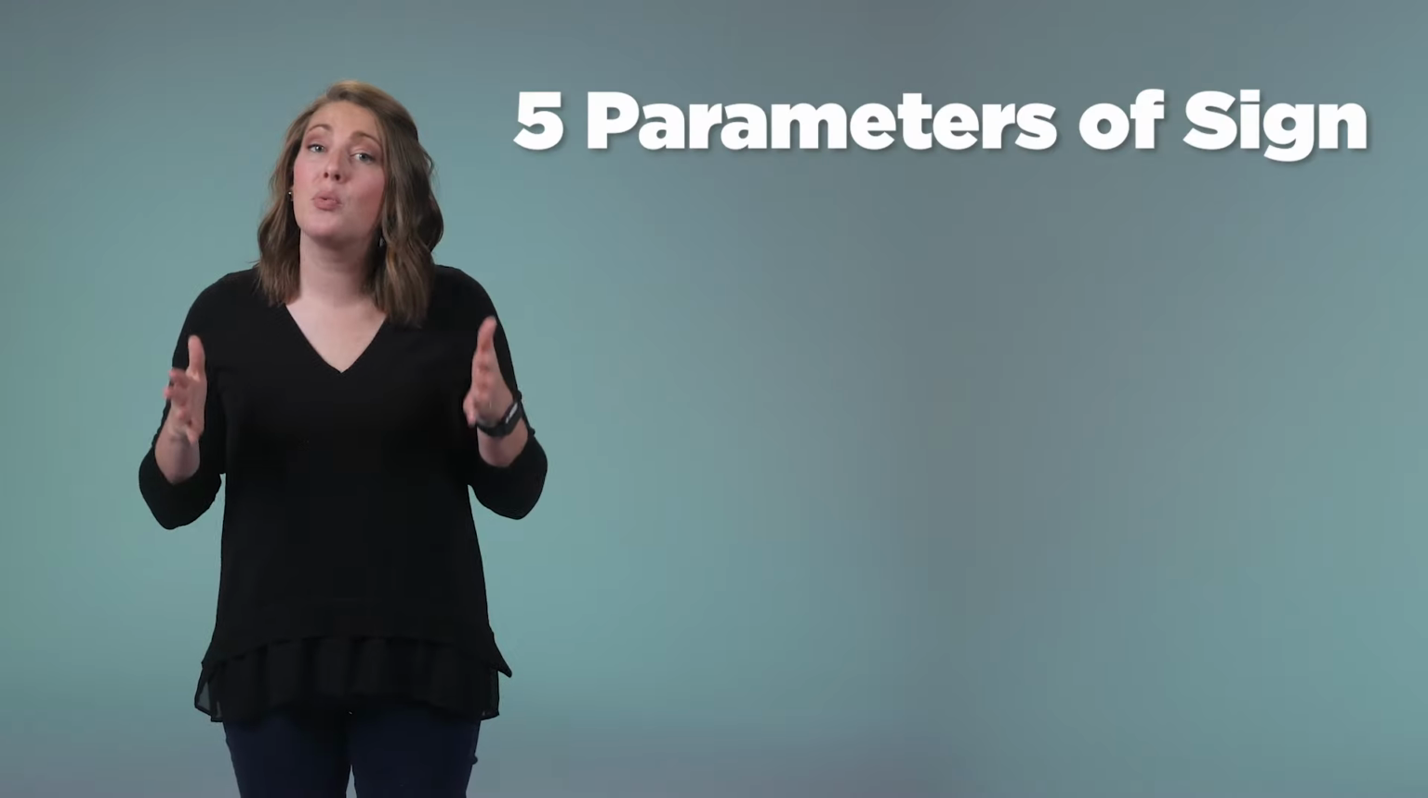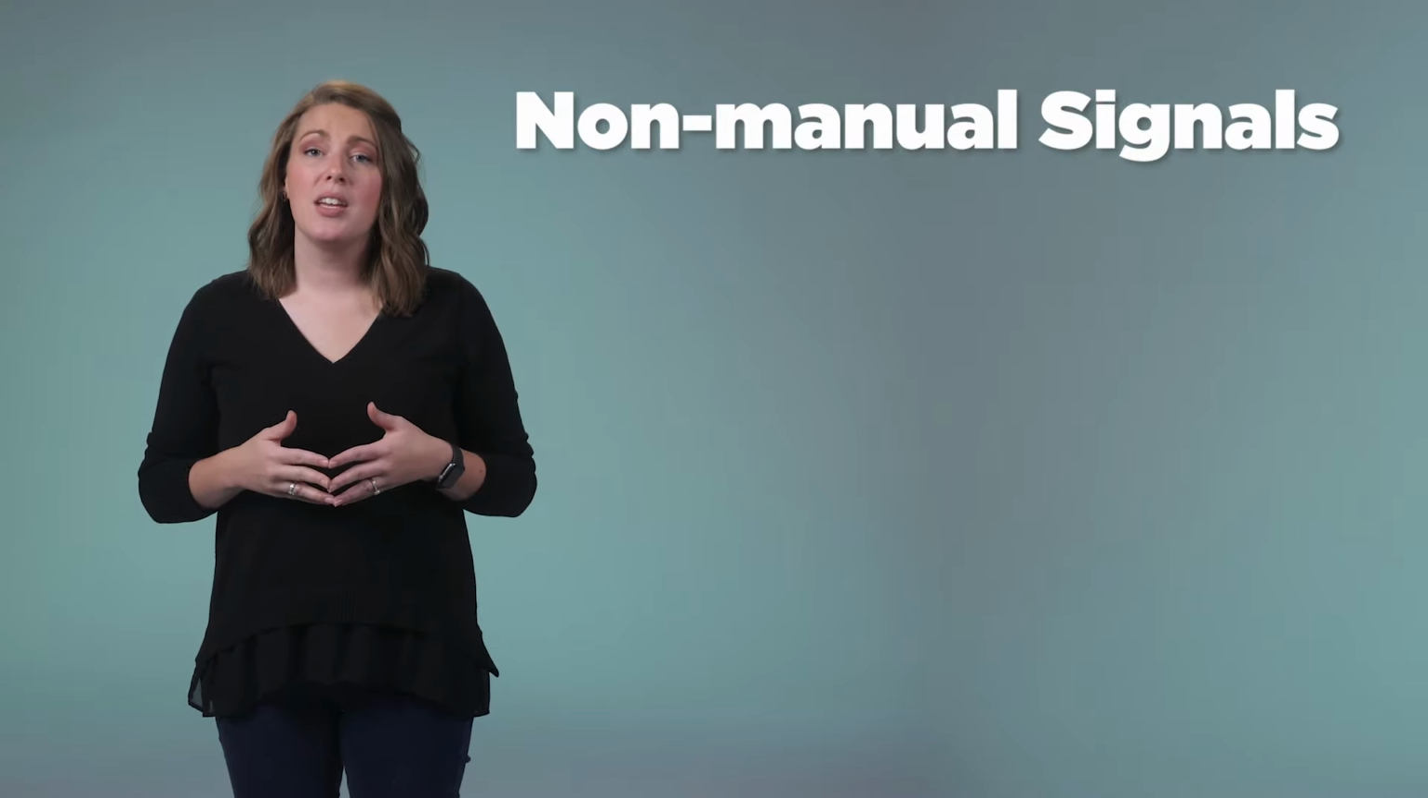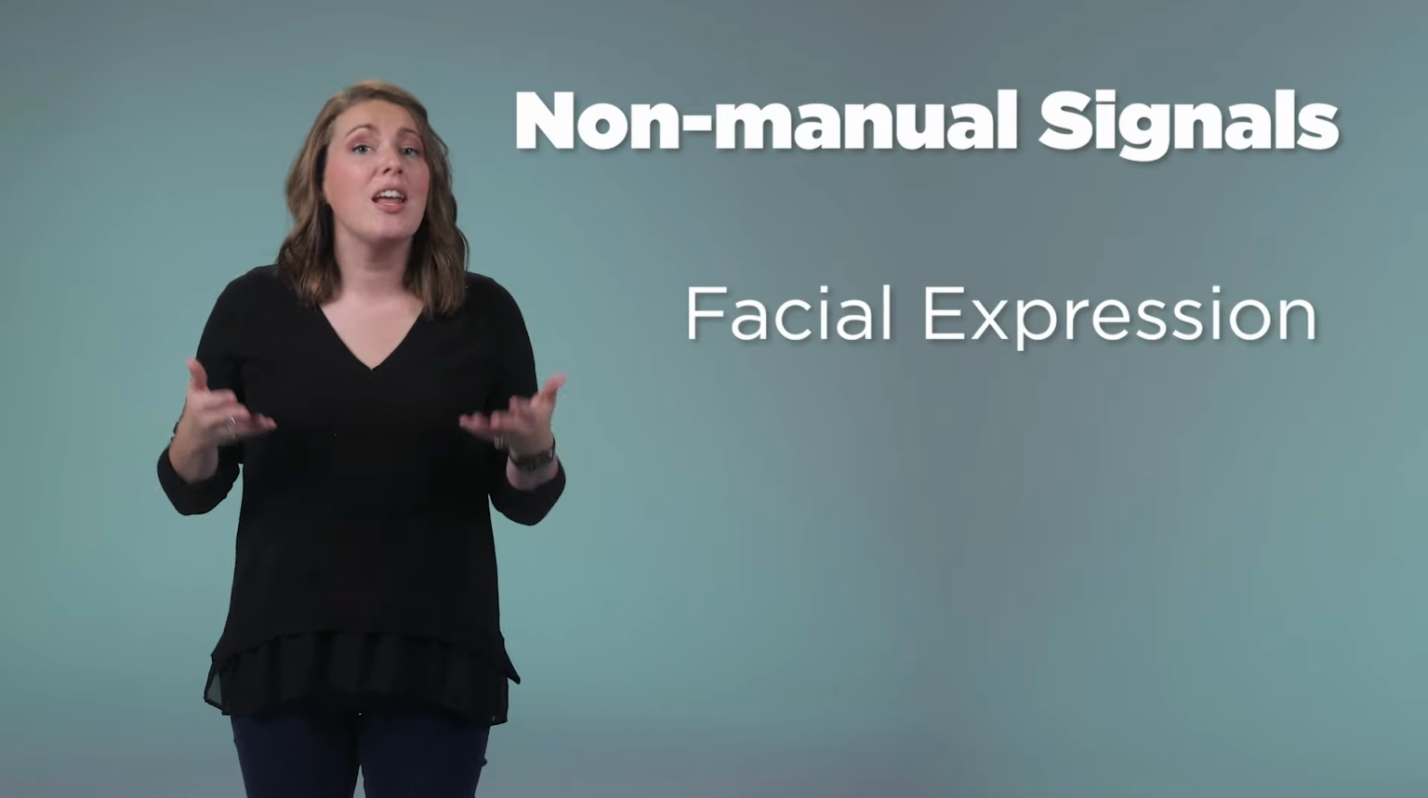Before we get started, it's important to know that when you're signing feelings, you must include facial expression. There are 5 parts that are required when producing a sign, and these are called the 5 parameters of sign. One of these parts is non-manual signals. This includes your facial expression and body language. With feelings, you must incorporate facial expression to give the correct meaning. So let's learn how to sign about feelings.